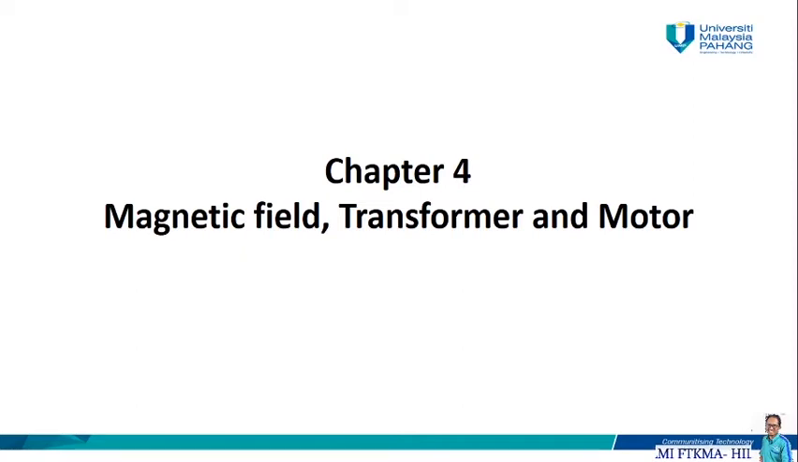We are going to continue with chapter 4. In the previous video we discussed the magnetic field and the transformer, and in this video we are going to go into motors.